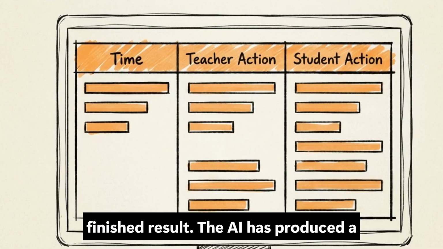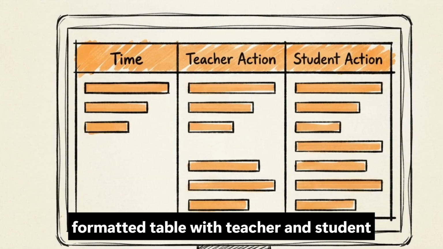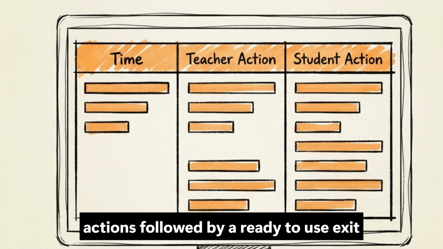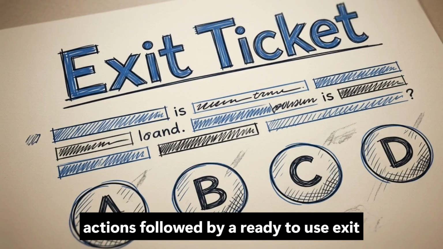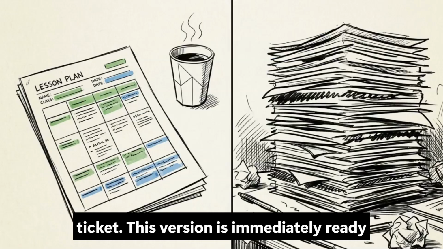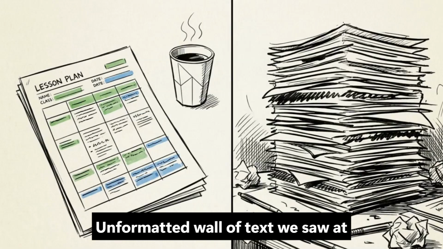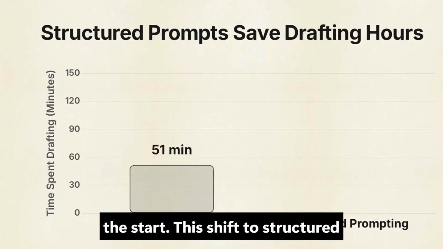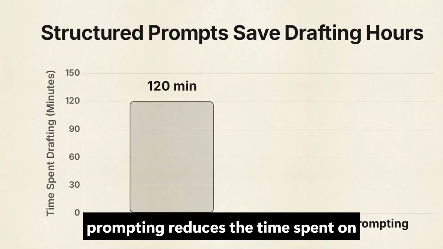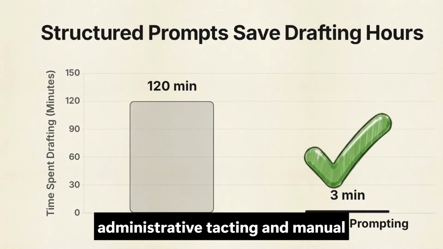Here is a finished result. The AI has produced a formatted table with teacher and student actions, followed by a ready-to-use exit ticket. This version is immediately ready for the classroom, unlike the unformatted wall of text we saw at the start. This shift to structured prompting reduces the time spent on administrative tasking and manual formatting.